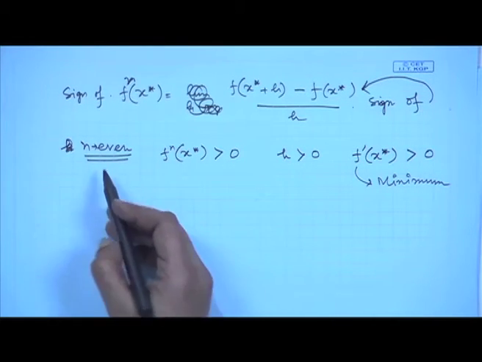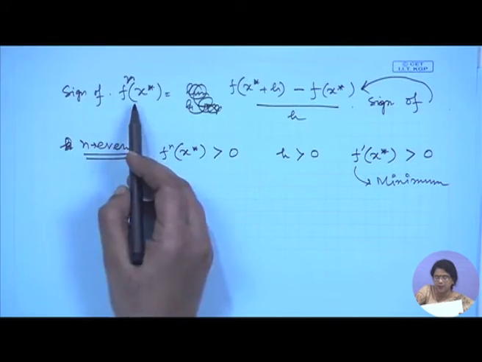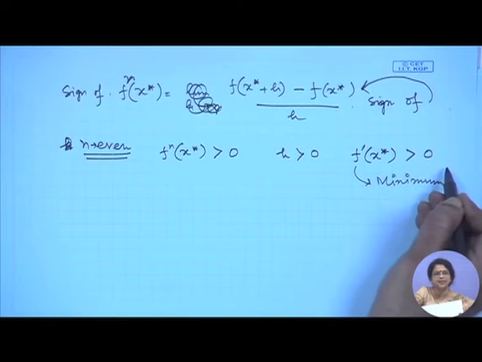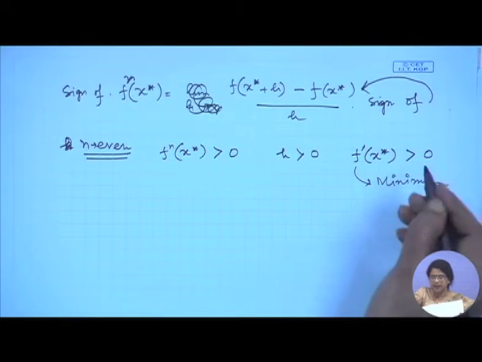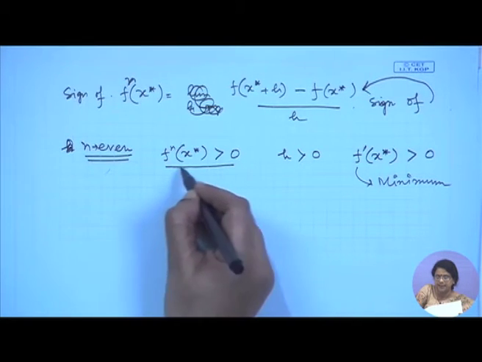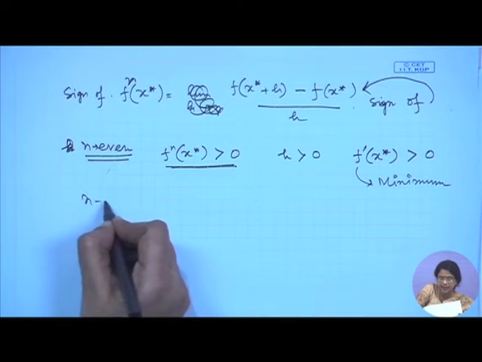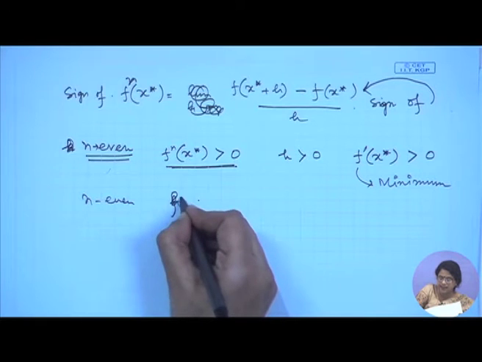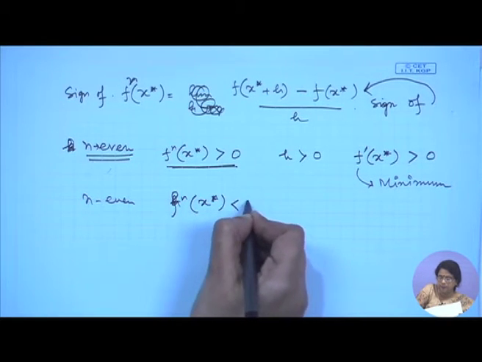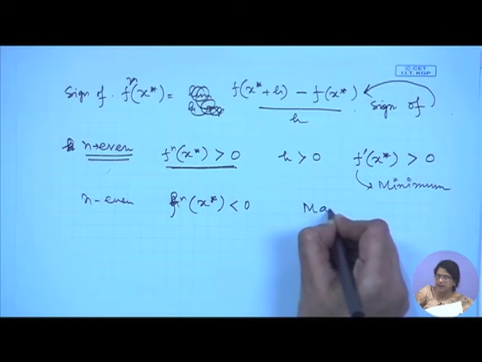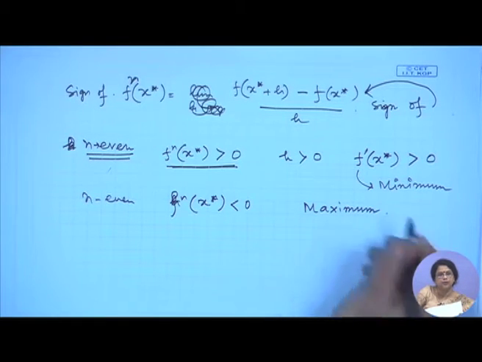Now it is clear. Now if n is even, f^n(x star) is positive, then we are getting from here f prime x star greater than 0. That means at minimum value, if n is even, we are having f^n(x star) positive. Similarly, for n even, if f^n(x star) is negative, then we are getting the maximum value. Is it clear? Okay.